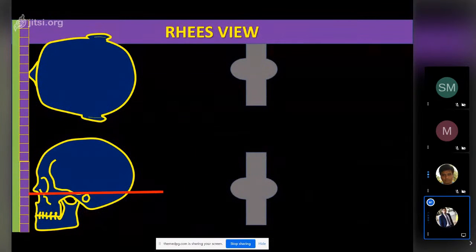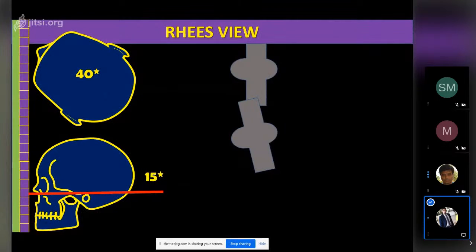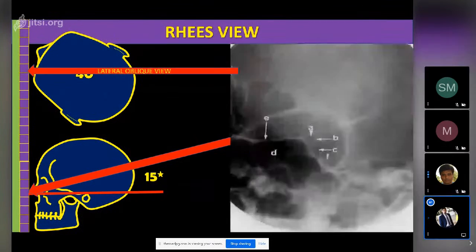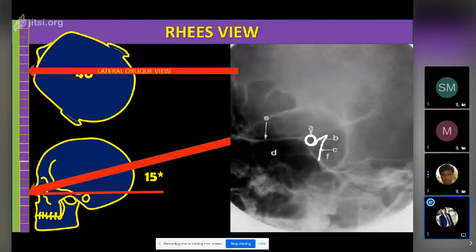What we do here, the angulation is very straight along the occipitomeatal line itself, but it has an oblique direction when we see it in this plane. This view is mainly done with a 40-degree angulation of the face and a 15-degree angulation of the tube. It is mainly done to see the optic foramen. So this is how we can see the optic foramen. This is the superior orbital fissure.